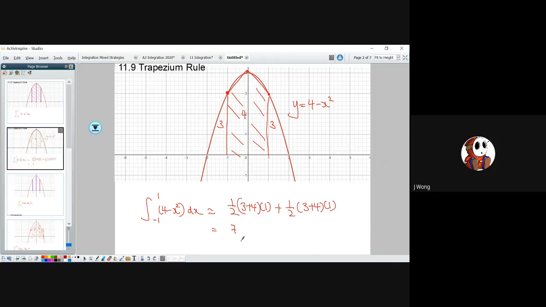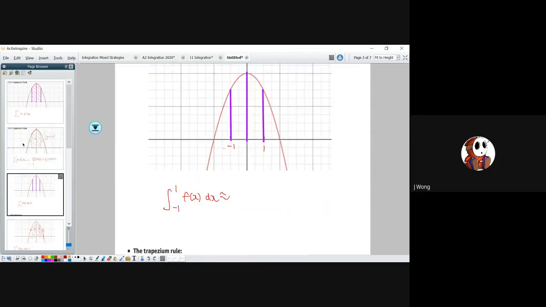So what is new in 11.9? We would like to generalize a formula because later on we're going to work with 5 to 6 strips. So we'd like to get a formula that will help us to quickly find the area using trapeziums. So we'll start again with this same diagram. I'll just hide the y-axis as if we don't know it.